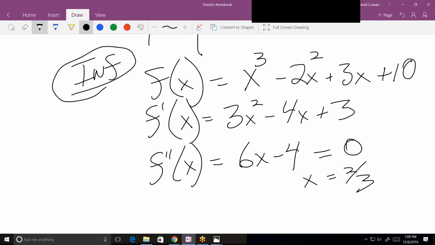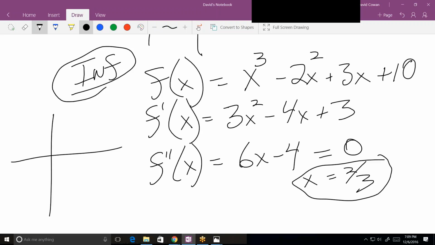If somebody says, where is the inflection point on the original function? Well, I know it's right there. And the original function probably looks, if I go to x equals 2/3, I know I'm going to have an inflection point there. So my function might look something like this. Concave down, concave down, concave down, concave up. So this might be my original function.